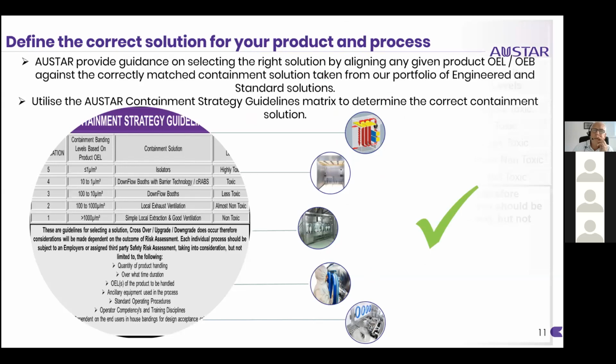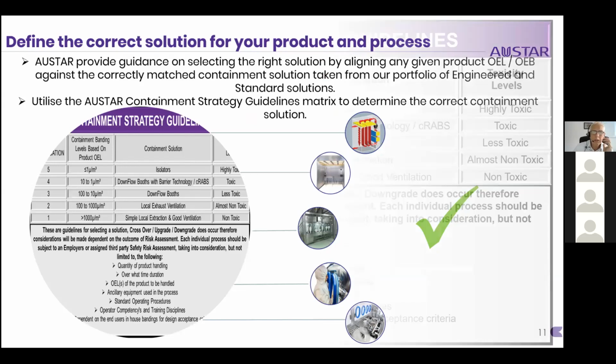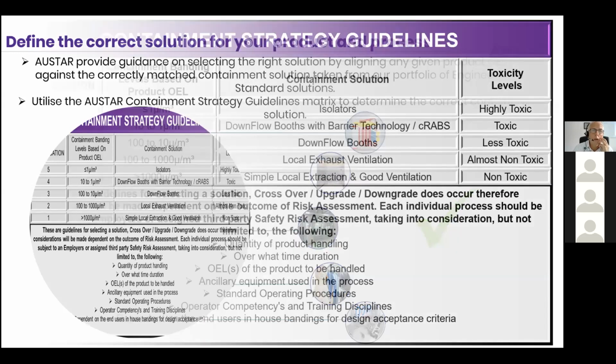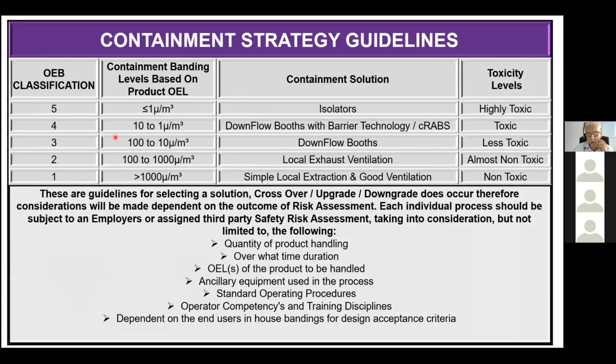So this is what the strategy looks like. It's a simple matrix which uses OEB classification. It also uses the OEL levels, which you can usually find on the data sheets of any products. It aligns those exposure levels with the type of containment solution. So all the ones that on the previous slide are in there. And also it talks about the toxicity levels from non-toxic through right to highly toxic.